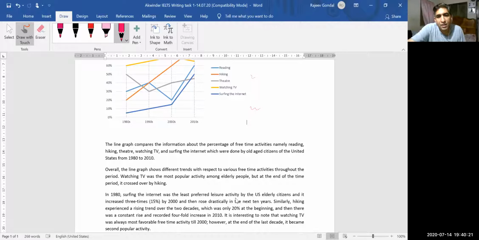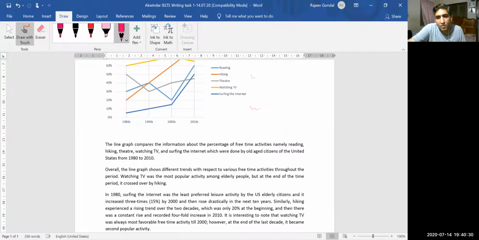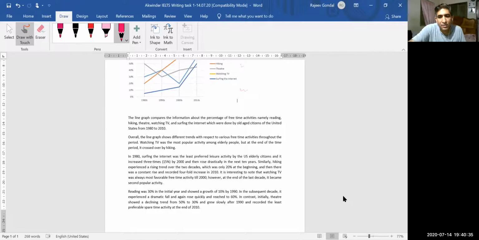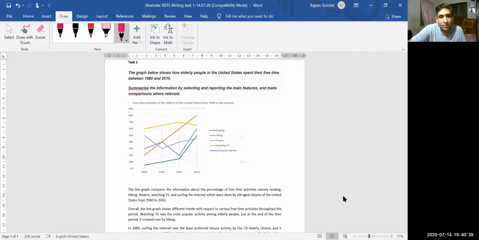Hi, so we are going to see a few important things related to writing a graph, and we are going to study it with the help of the example given here. As you can see, we have this line graph which shows a comparison of activities of elderly people. Let's study this and try to understand what it's trying to show, and we'll study the answer with some corrections.